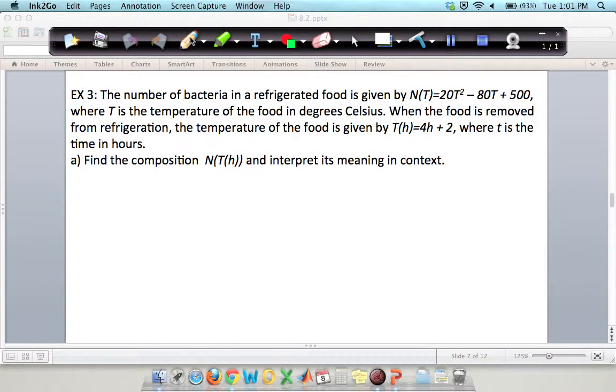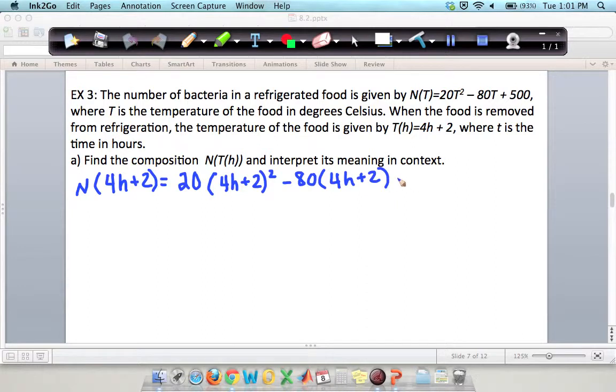So first thing, let's find the composition, N of T of h. I'm going to write N of, and then T of h is 4h plus 2. Now I'm going to go to the function N, and wherever I see that t, I have to put 4h plus 2. So 20 times (4h plus 2) squared, minus 80 times (4h plus 2), plus 500.